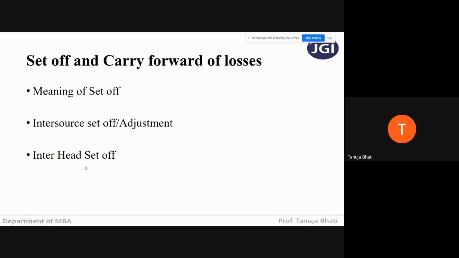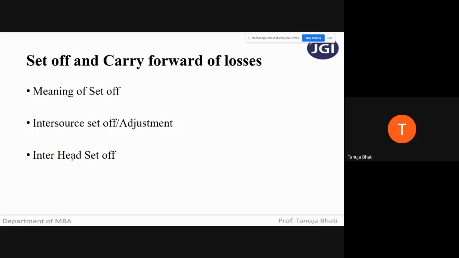Next, let us see what is inter-head set off. What do you mean by inter-head set off? Inter-head set off is nothing but, students, where loss under one head of income can be adjusted against the income from another head of income. So under inter-head set off, you will not set it off within the same source of income. You will set off the loss of one head of income with the profit of another head of income.